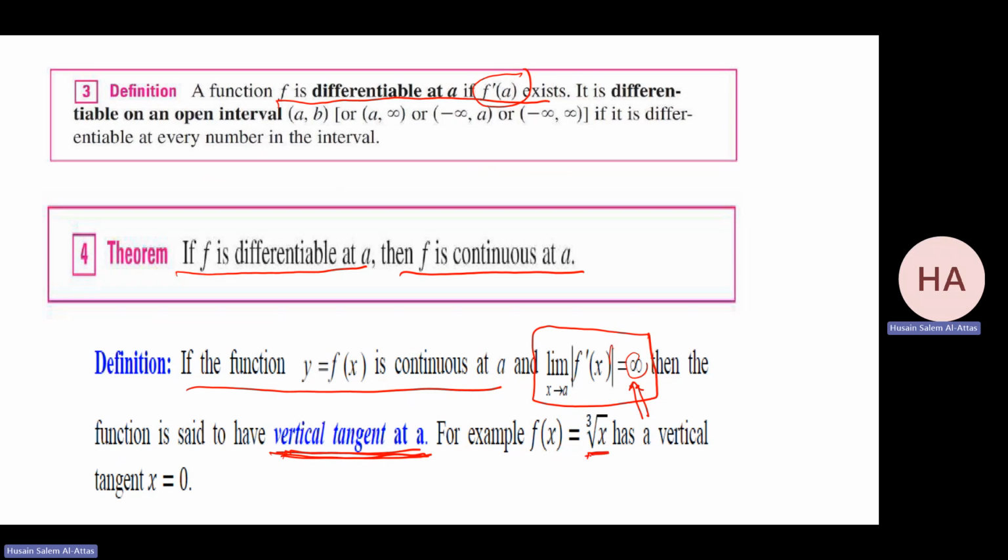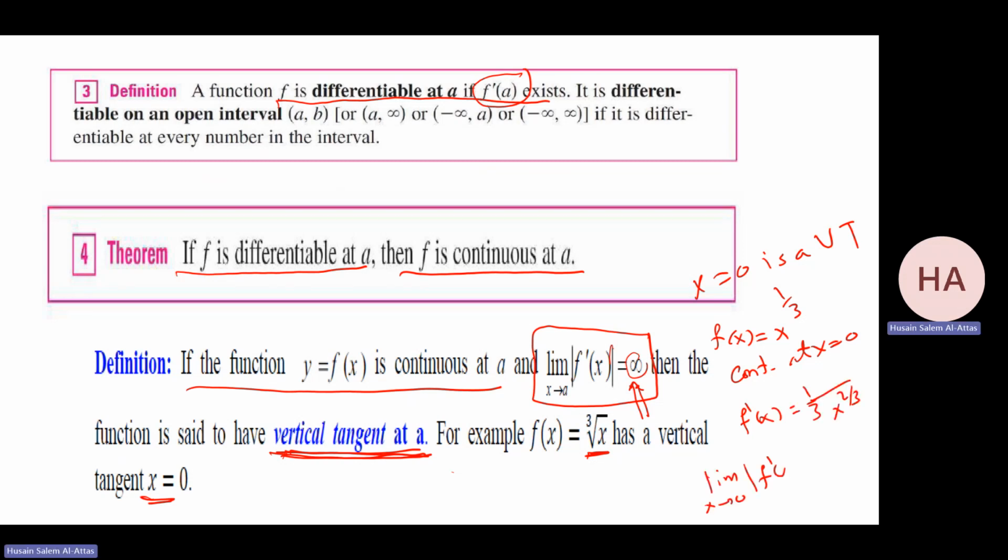Example: this example has a vertical tangent, which is, you notice, x to the power 1/3. This is continuous at x equals 0. X equals 0 is a vertical tangent for this function. If you do f prime, assume I know the formulas, it is 1/3 x to the power minus 2/3, which is very clear. As x goes to 0, this function will go to what? Infinity, since this will be over 0. So for sure, I have a vertical tangent at x equals 0.